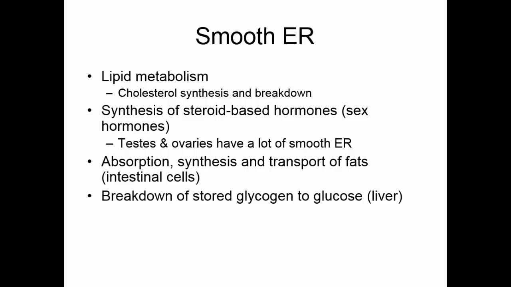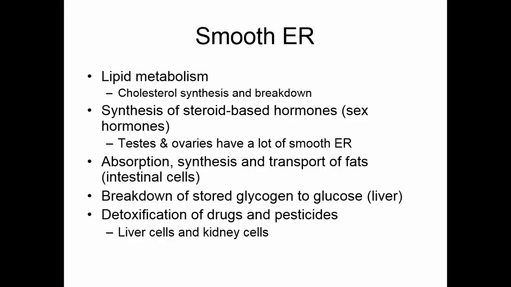Some smooth endoplasmic reticulum helps break down stored glycogen to glucose in the liver, and a great many of our toxins and pesticides are lipid-based, and so the smooth endoplasmic reticulum is seen in liver cells and kidney cells that have the function of detoxifying drugs and pesticides.